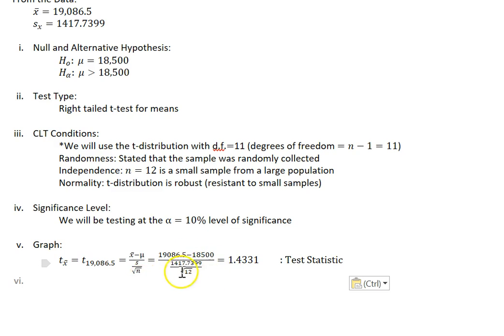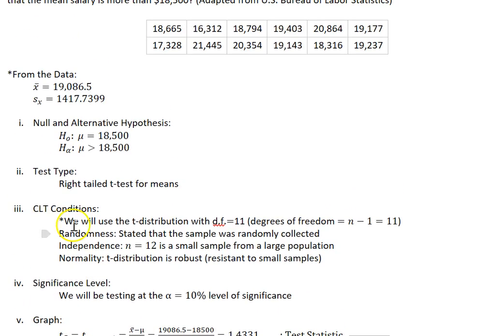So if I find all this value, I get a t-score for my sample mean of 1.4331. Okay, that is my test statistic. That is the value I will be looking at in my graph of my t-distribution. Okay, so the next thing that I need is the t-score for my alpha level, for my 10% value.